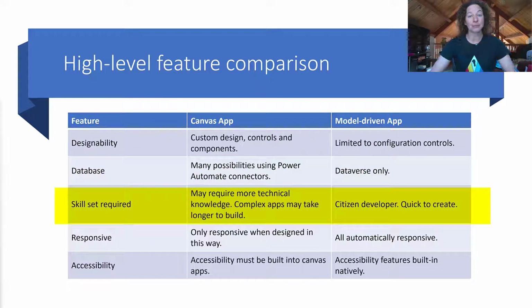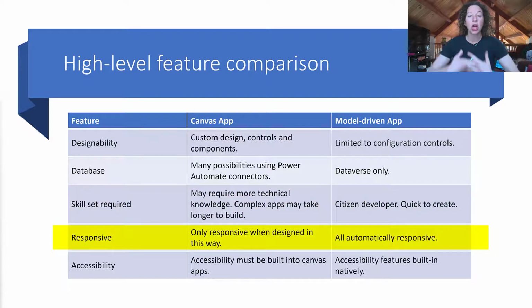Skill set required. On the Canvas app side, it might require a little bit more technological knowledge. Complex apps may take a little bit longer for you to build, deploy, and create. On the other hand, model-driven app is done by a citizen developer. You need very little technical skill to be able to create them, and they're very quick to create.